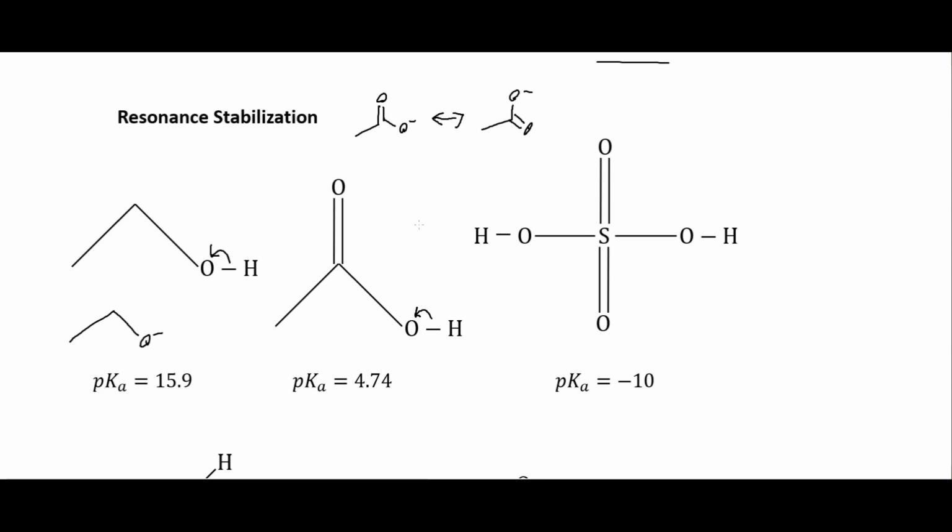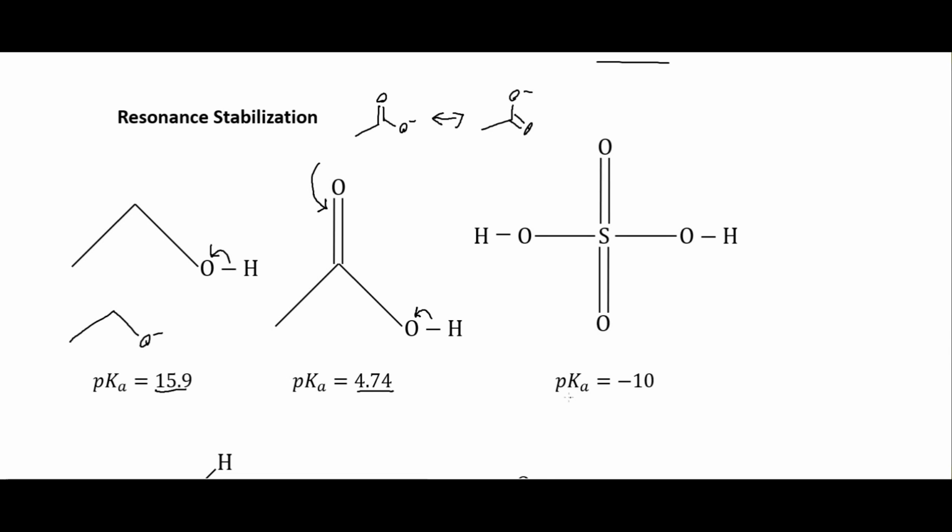And so we have another resonance form, and we can see just by adding this carbonyl oxygen here, we go from a pKa of 15.9 down to a pKa of 4.74. And so that's a significant increase in the strength of the acid for that.